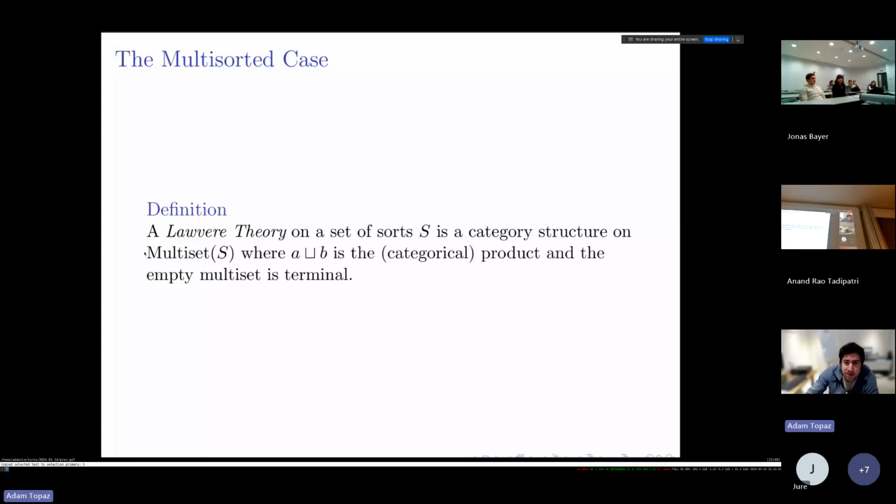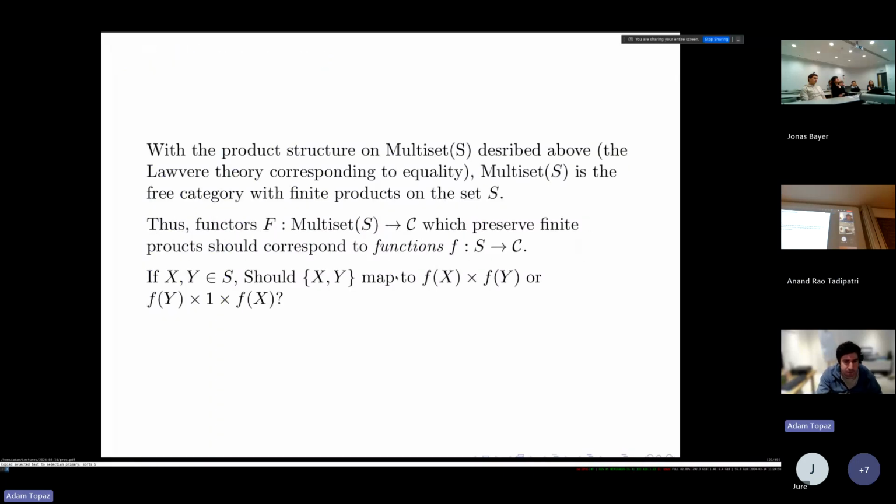Great. So this is in some sense the standard definition of a multi-sorted Lawvere theory with a set of sorts S. If you look at the nLab, for example, you'll see a slightly different variant of this definition, but I think this is maybe the most familiar for people that are familiar with formalization. Let me just discuss it a little bit.